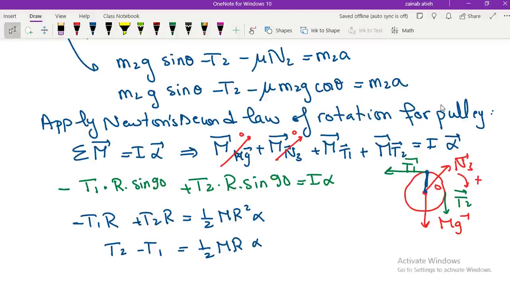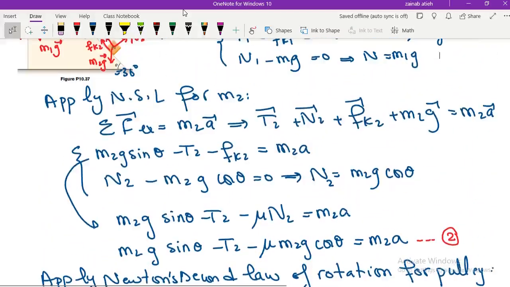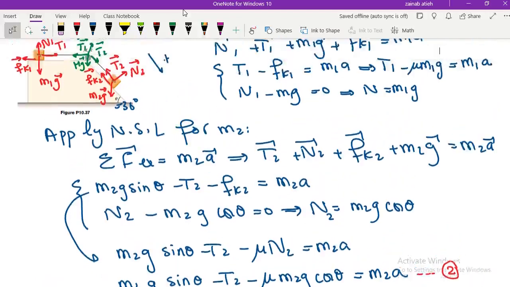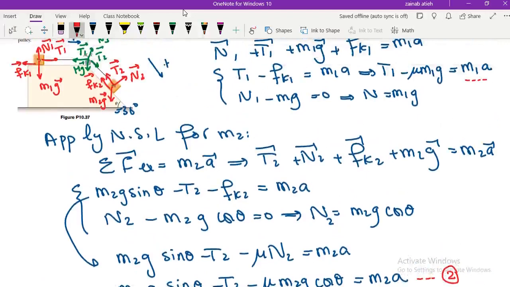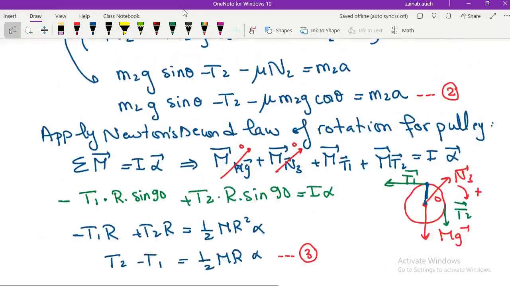Now I've got 3 equations. I will label them: this is the third equation, the second equation was the one that came from the second block, and then the first equation is this one. Okay, this is the first equation. The first equation has 2 unknowns, alpha and T1. The second equation has 2 unknowns, T2 and a. The third equation has T1, T2, and alpha. So what about alpha? Now I have 4 unknowns.